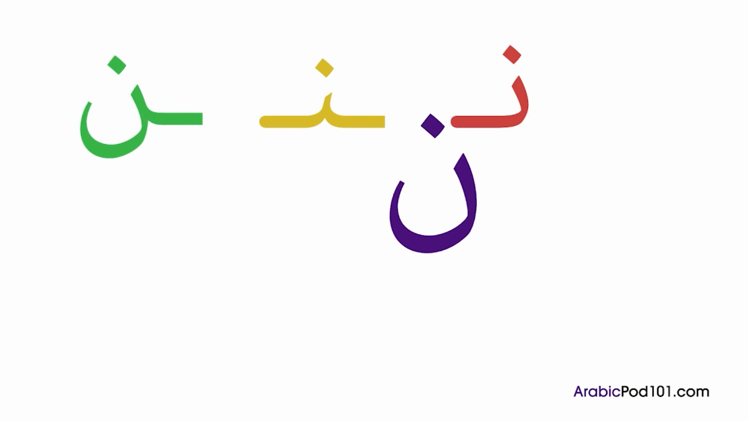Now let's see the next letter. It's noon. We learned noon at the beginning of the series, together with alif, in order to form ana. Do you remember what ana means? Right, it means I. The noon sounds just like the English N. Let's remember how to write it together. Noon.